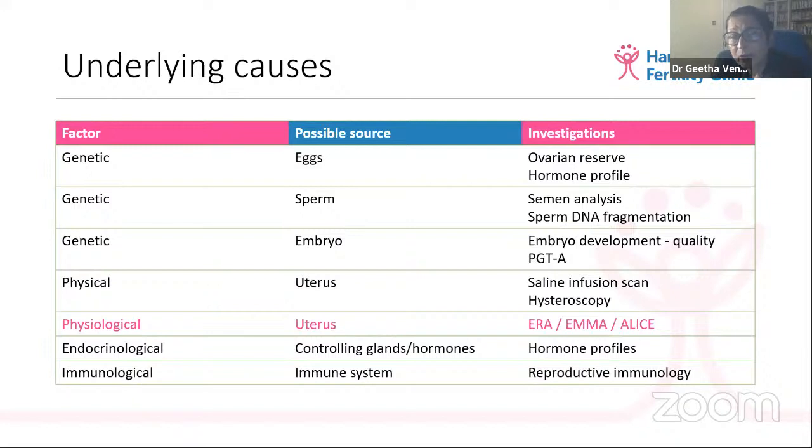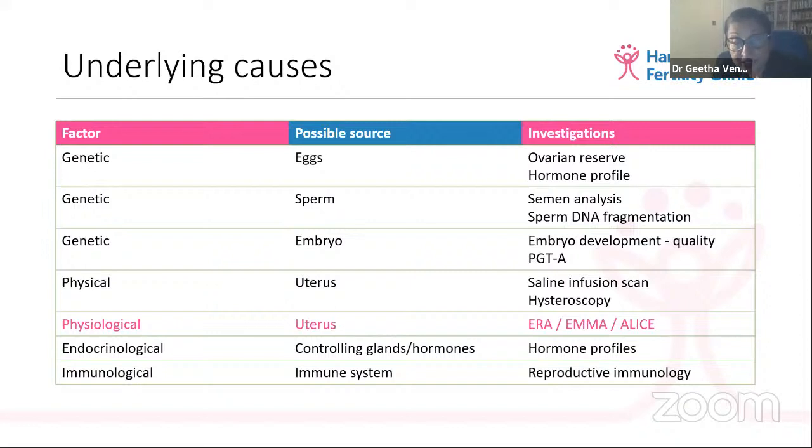And how do we find out, first of all, whether the woman has got good ovarian reserve or not? That is tested by the scan as well as by the hormone profile. And similarly for the sperm, we do the semen analysis and sperm DNA fragmentation test. And I just mentioned to you for the embryo, we do the embryo assessment as well as pre-implantation genetic testing.